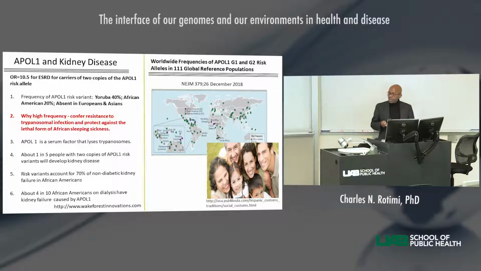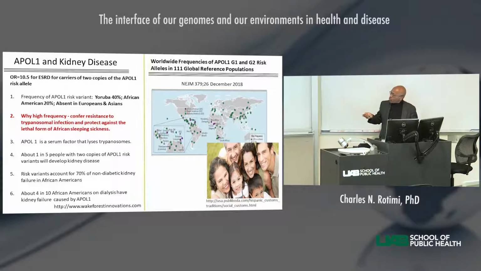So again, evolutionarily, as a geneticist, you want to say, why would something that is bad rise to such high frequency? The story of malaria and sickle cell and all those things start to come to mind. And it turned out that the APOL1 variant is actually quite protective against a deadly African sleeping sickness, trypanosomiasis, because it lyses trypanosomes. That begins to make sense.